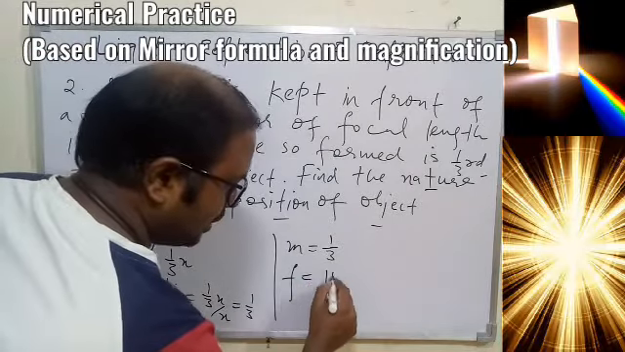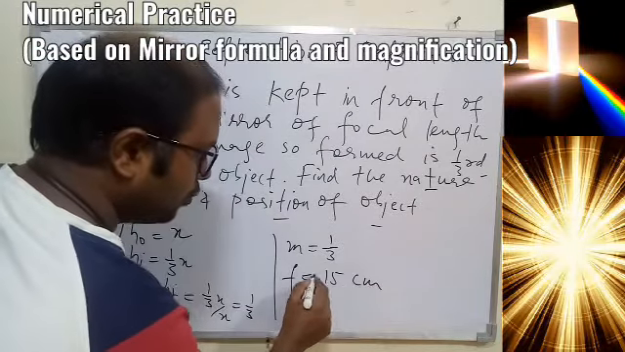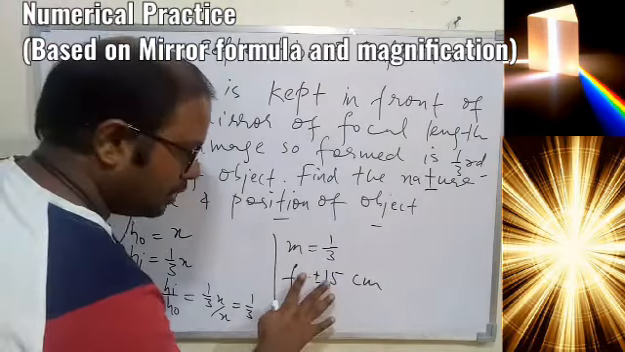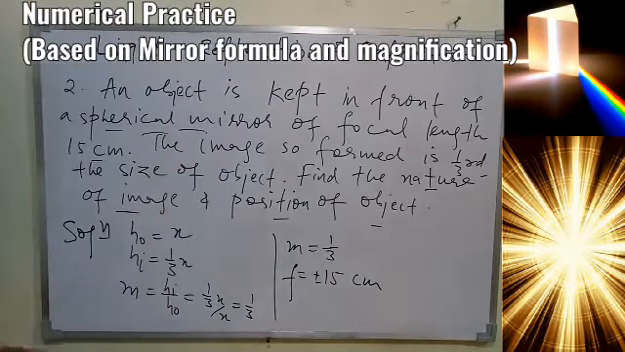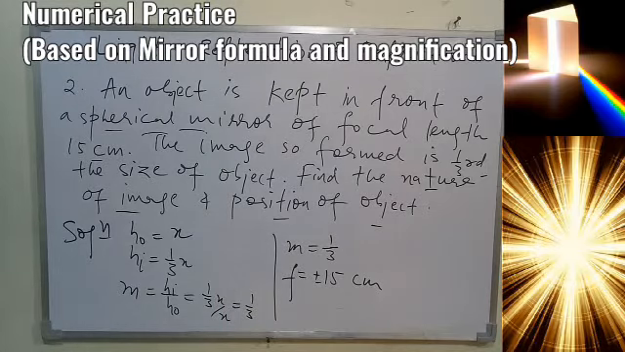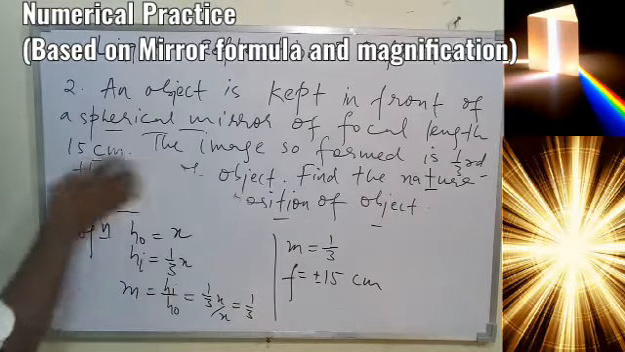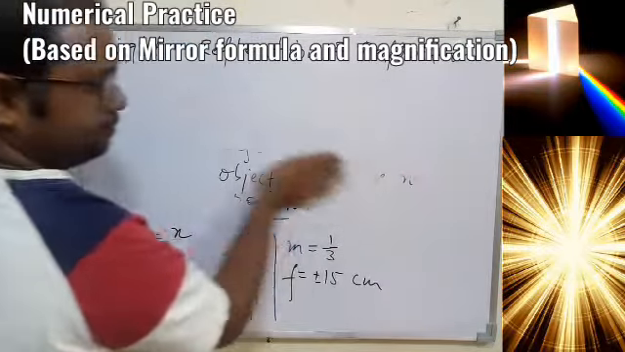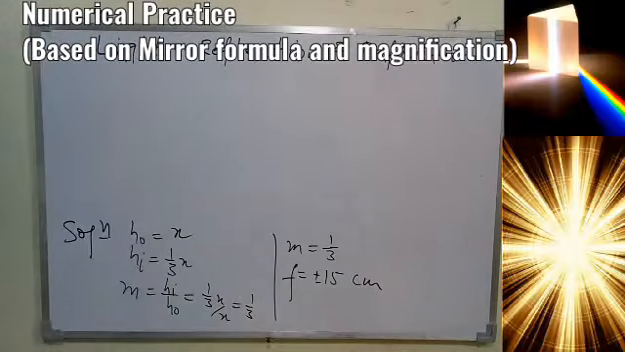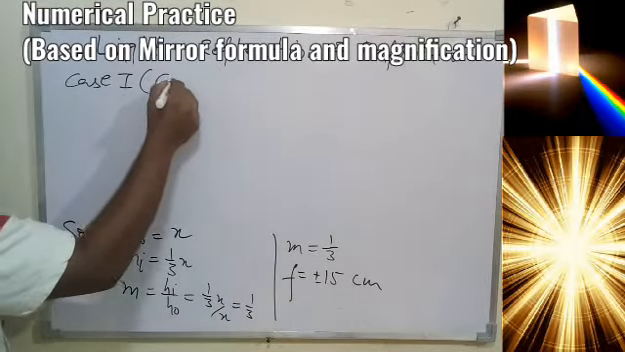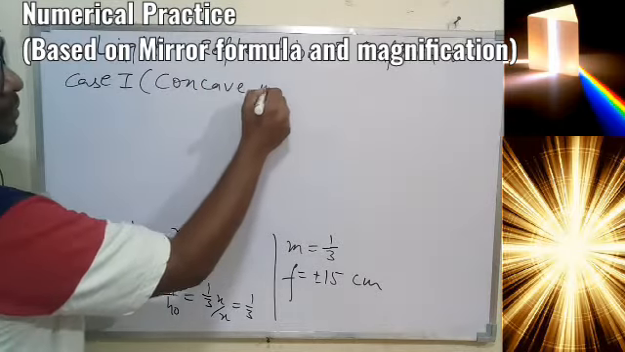Focal length is also given as 15, but we don't know whether positive or negative because we don't know which type of mirror we have. So we'll have to take both the cases, that is, the mirror can be concave or convex. So this is all that we have been given. Now let's start. So let's take case 1. Let the mirror be a concave mirror.